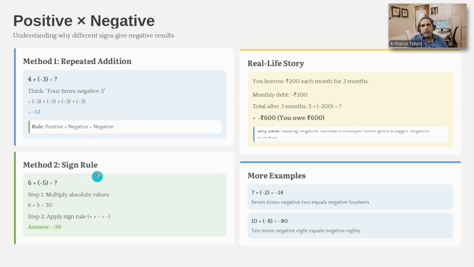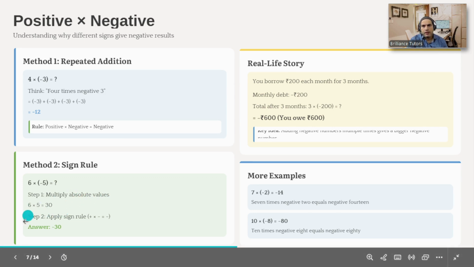Then method 2, sign rule. Take 6 into minus 5. Negative always gives the opposite sign. So first, multiply the absolute values, like 6 into 5, that is 30. And step 2, apply the sign rule, like plus into minus gives minus. So the answer is minus 30.